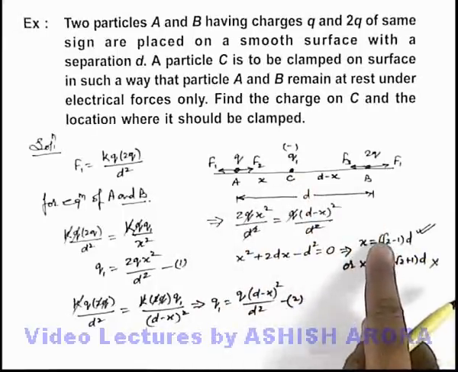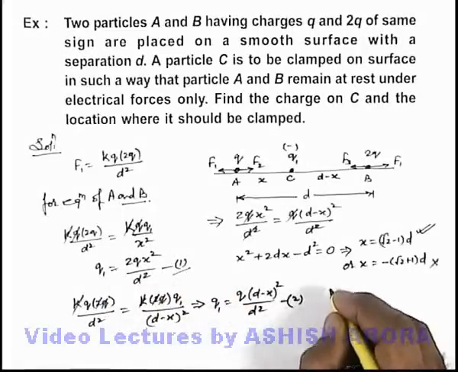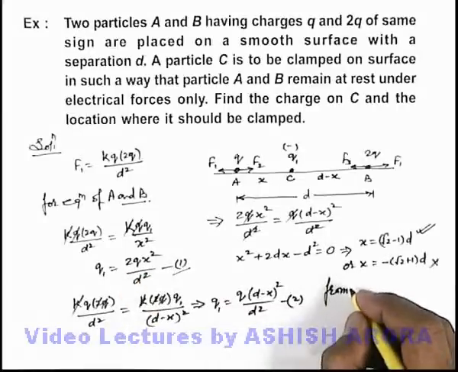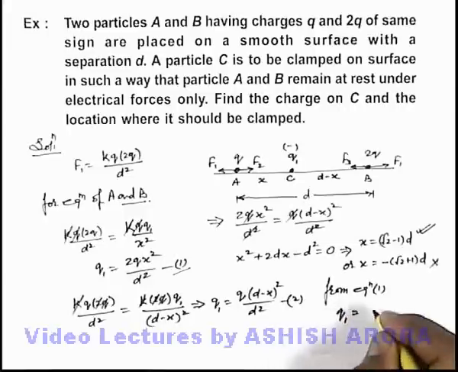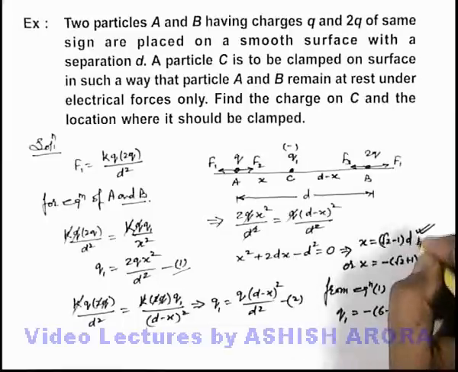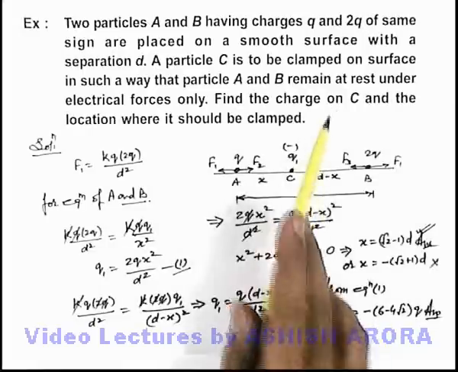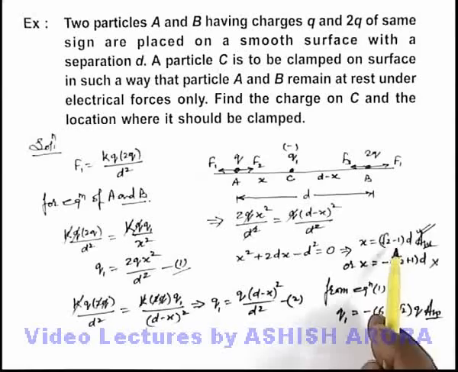On substituting the value of X in equation 1, you will get the value of charge Q1 directly. I am leaving it as an exercise for you to solve and calculate. From equation 1, you will get the value of Q1 as negative of 6 minus 4 root 2 times Q. So these two are the answers of the problem: the charge on C, and the position from charge A where it should be clamped for keeping charges A and B in equilibrium.